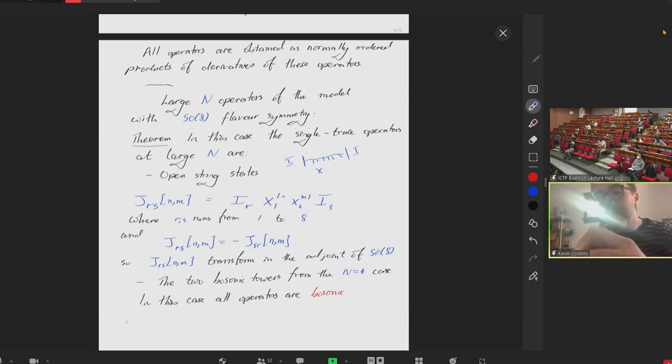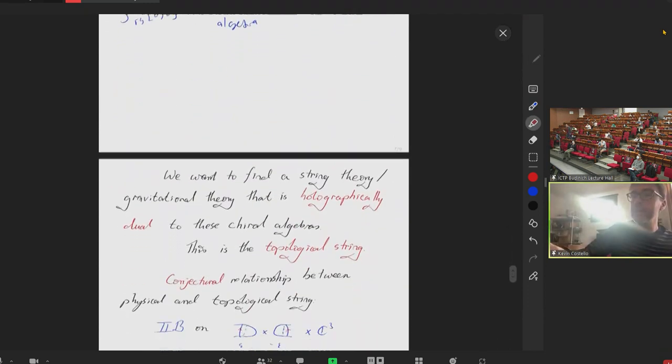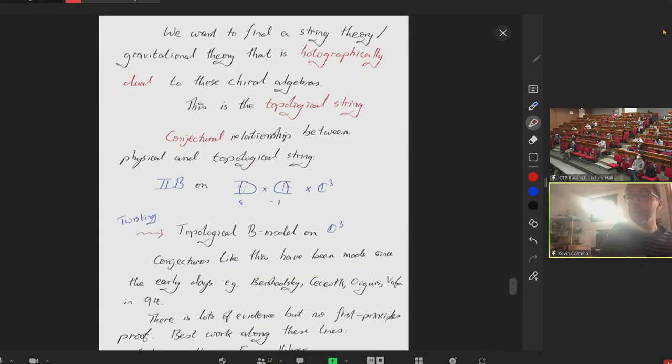And if you look at the lowest order one, this is just the SO8 current. The current multiplet for the SO8 flavor symmetry. Whereas these other ones, that's some kind of infinite dimensional SO8 extension of these SO8 current multiplets. So, as I said, our goal is going to be to find a string theory or a gravitational theory, which is holographically dual to these models.